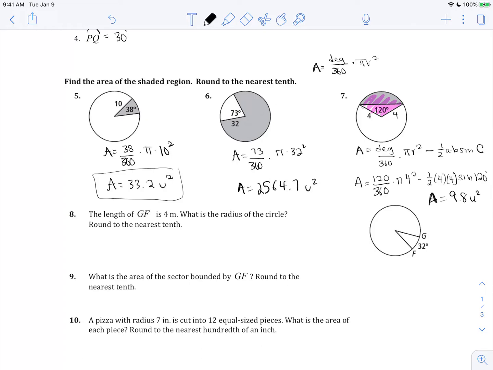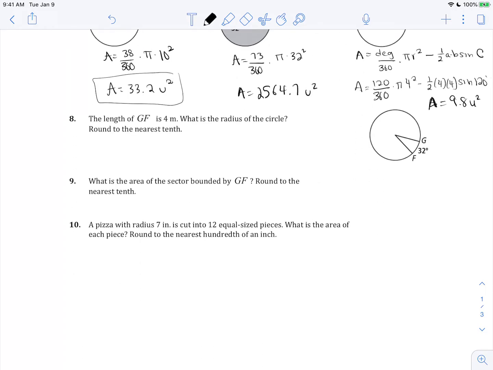Cool. All right, find the radius if the length of GF is 4. So for the length of an arc, the equation is the fraction of the circle, so degrees over 360 times the circumference, 2 pi r. So here we know the length. We know that length is 4. I'm going to do degrees over 360 times 2 pi r. R is what we're looking for, right?